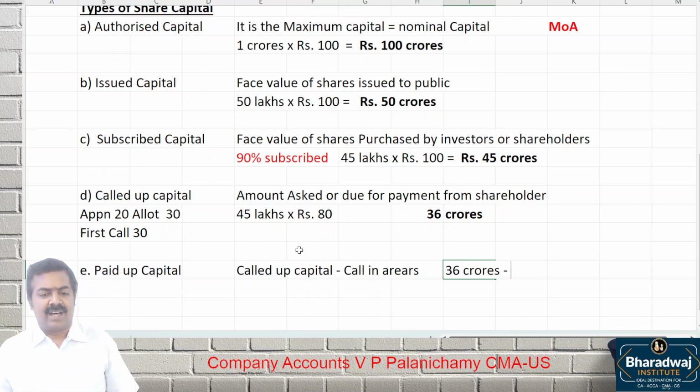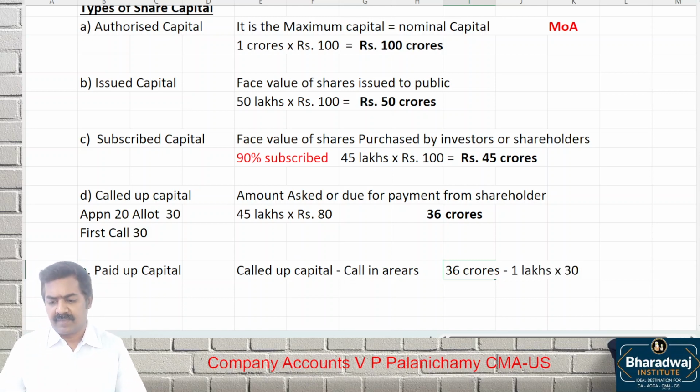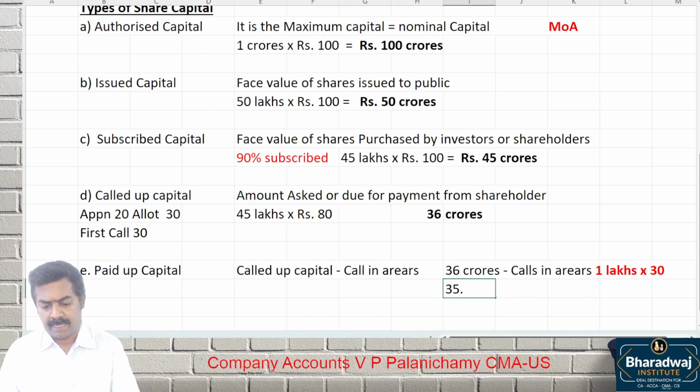Minus, let us assume around 1 lakh shareholders have not paid that final call money, 30 rupees. People holding 1 lakh shares yet to pay the first call money. What is the first call money? 30 rupees they have not paid. This is called as which one? Calls in arrears. So 36 crores minus 1 lakh into 30. This is called as which capital? Paid up capital.